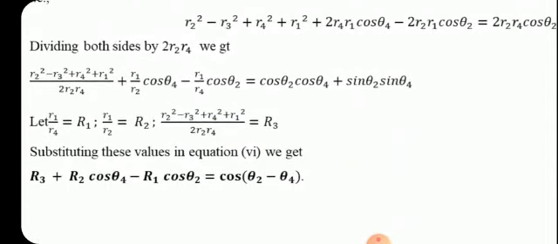Let R1 by R4 be equal to capital R1, R1 by R2 be capital R2, and R2 square minus R3 square plus R4 square plus R1 square divided by 2 R2 R4 be equal to capital R3. Substituting these values in equation 6, we get R3 plus R2 cos theta 4 minus R1 cos theta 2 is equal to cos of theta 2 minus theta 4.